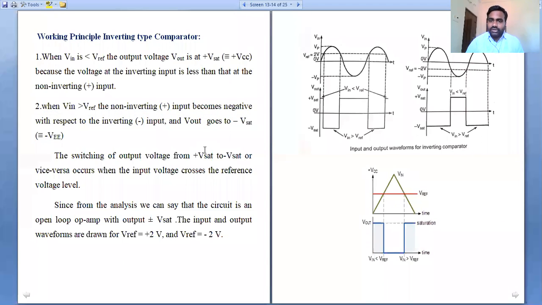Whatever the input may be, either a sinusoidal voltage or a triangular voltage, the switching of the output voltage waveform is from plus Vsat to minus Vsat, or minus Vsat to plus Vsat. That happens when the input voltage crosses the reference voltage.